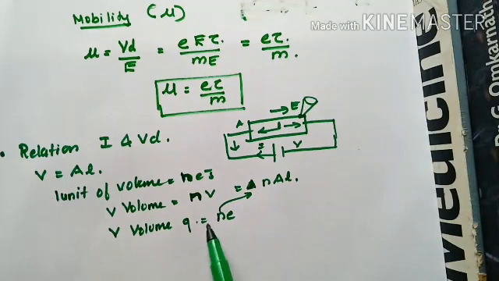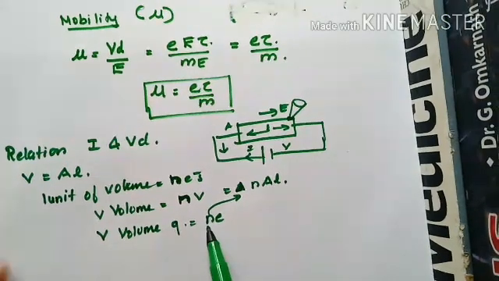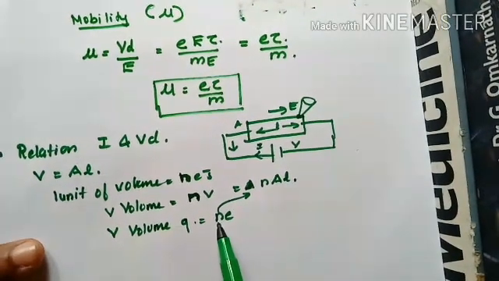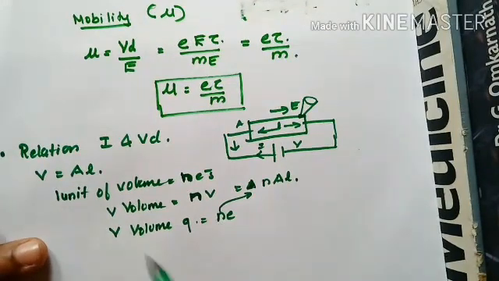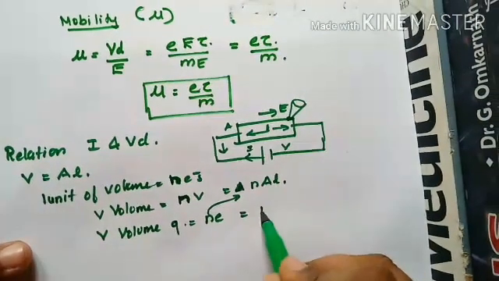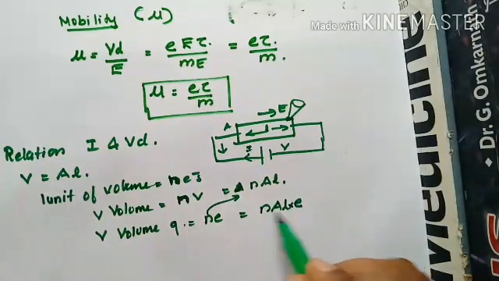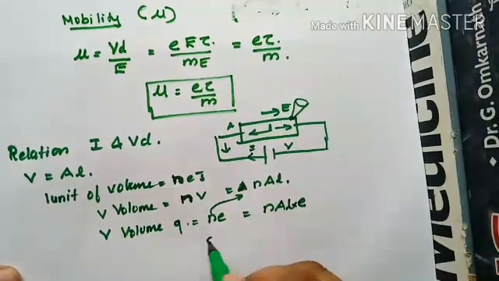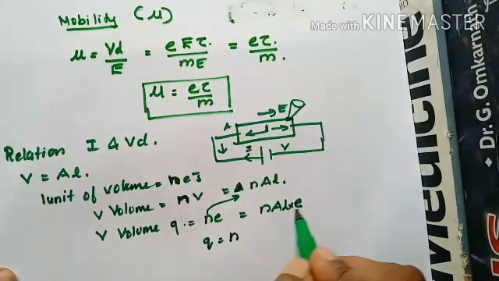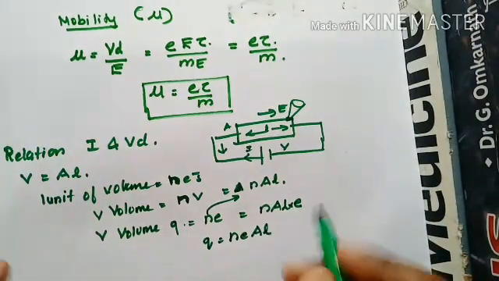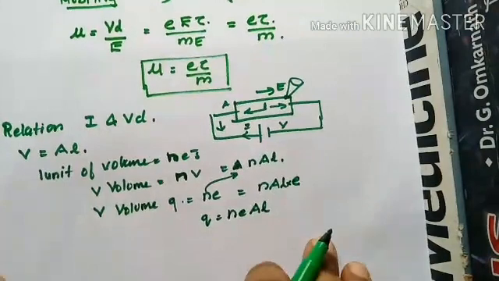Charge Q is equal to NE, where N is small n. So I'm going to represent this N in this form. For the entire volume, the number of electrons will be N into AL, and multiplied by the charge so that I get the total charge. So Q is equal to N E A L. I just rearranged it. This much clear?